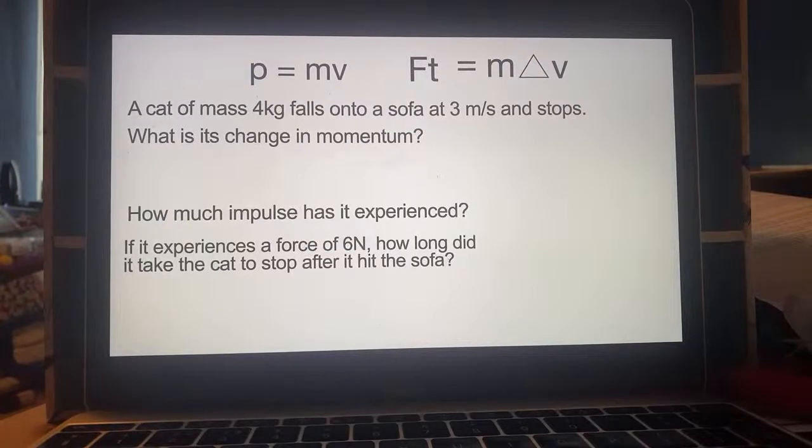So that's from last week. And how much impulse has it experienced? Remember, impulse is force times time. And if it experiences a force of 6 newtons, how long did it take the cat to stop after it hit the sofa? So again, I've just put this to give you an example of how to work through a question, and then I'll give you one after this. But I'm just going to be silent for like 10 seconds to let you think about it.